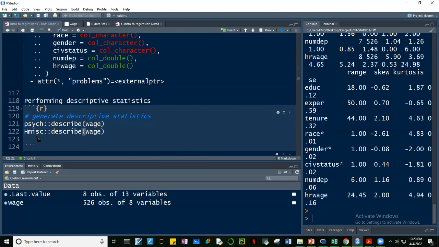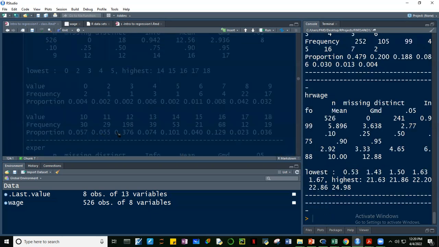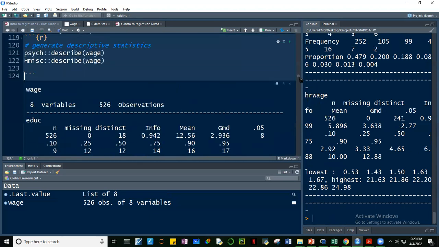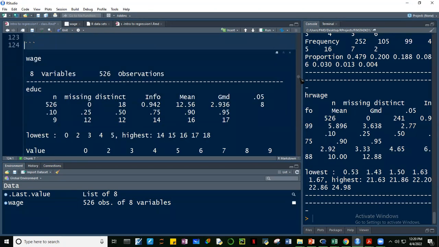No? Ito, si Hmisc, may gusto akong i-generate na ibang klaseng descriptive statistics. No? It's coming from the Hmisc package. And then it's also using the describe function. Magkaiba nga lang siya kasi ito sa psych package. Ito naman kay Hmisc. Let's run this. Okay. So you can see here na iba yung generate na describe output ni wage. No? Right.